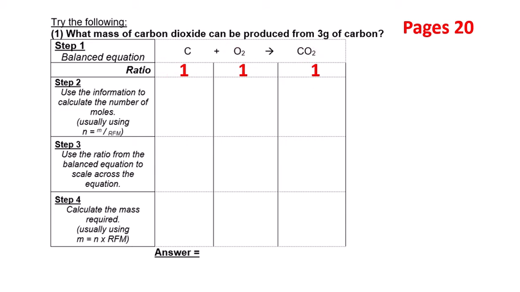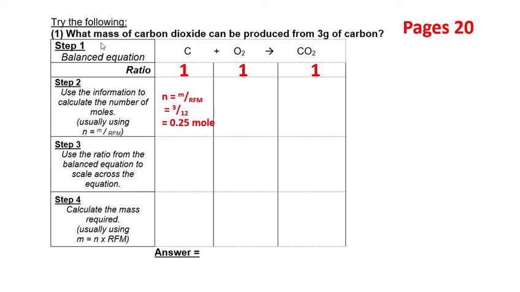Now, where some of you went wrong, look at what you're given in the question, first of all. You're told there's 3 grams of carbon. So that's what you can work out the number of moles of. So we're going to start with 3 grams of this. Work out the number of moles, use n equals m over RFM. So 3, and when you look up your periodic table, 1 mole of carbon is 12. So that's why we put 12 on the bottom line there. And then 3 over 12 is 1/4 of a mole, or 0.25.